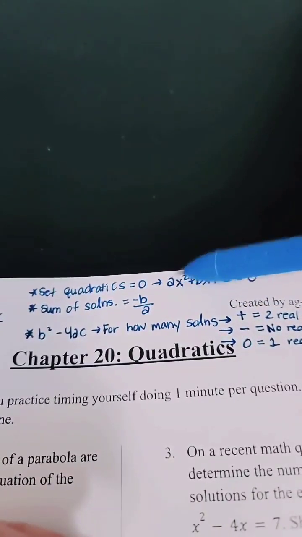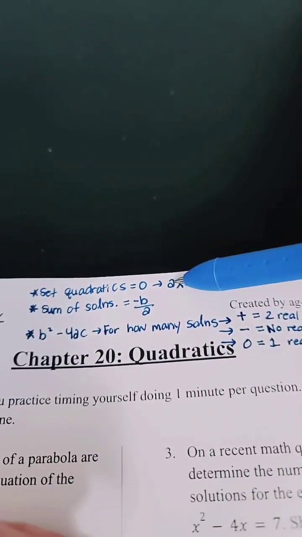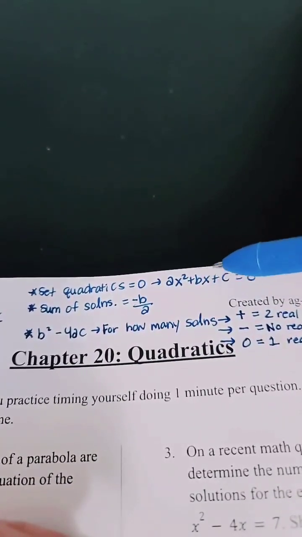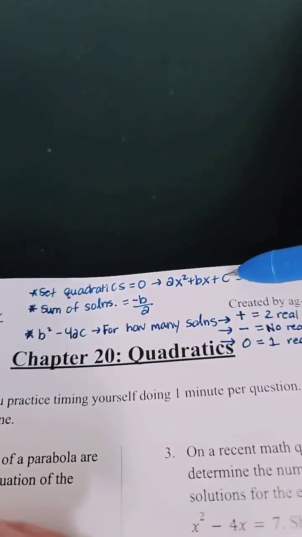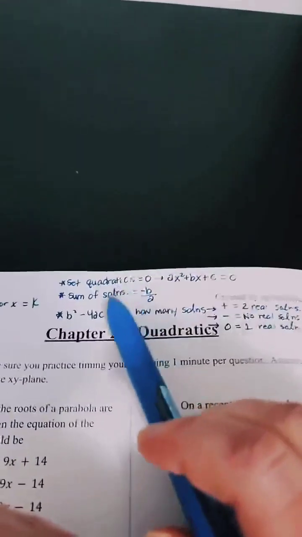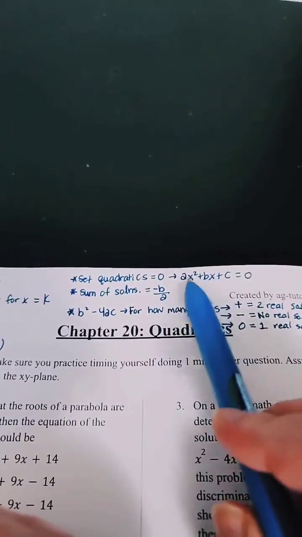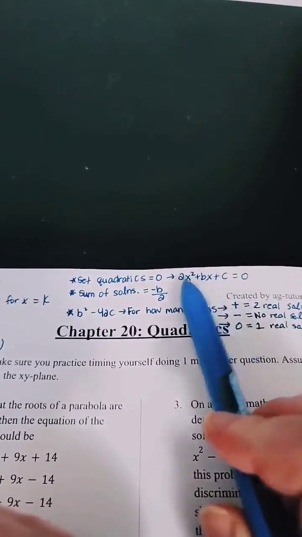Whatever number is being multiplied by x squared is referred to as a in a bunch of the formulas. Whatever is being multiplied by x is referred to as b in all the formulas, and the number by itself over here is referred to as c. If they ever ask you for the sum of solutions, you use the formula negative b over a. Again, that just refers to what I just described as a and b.